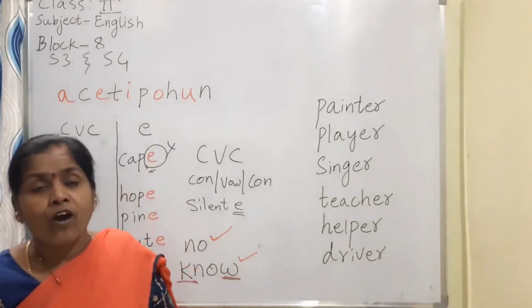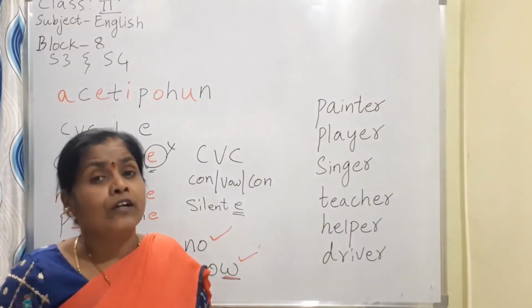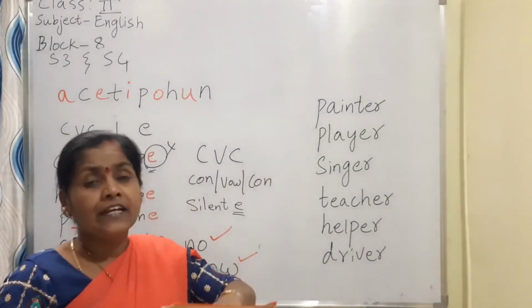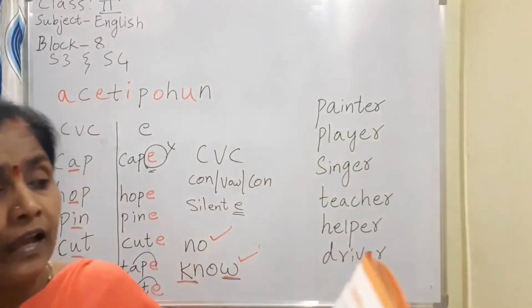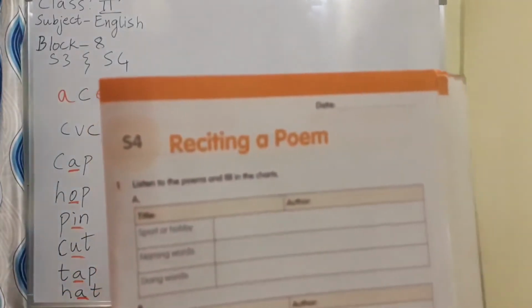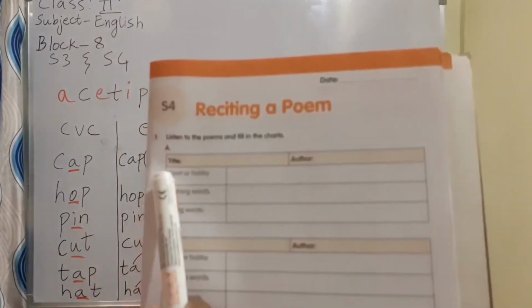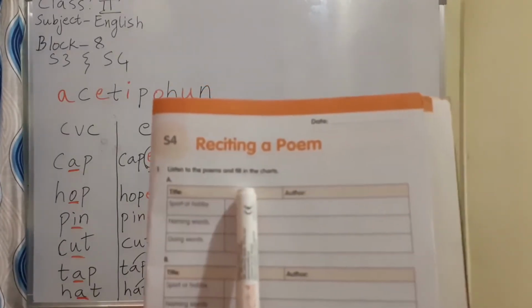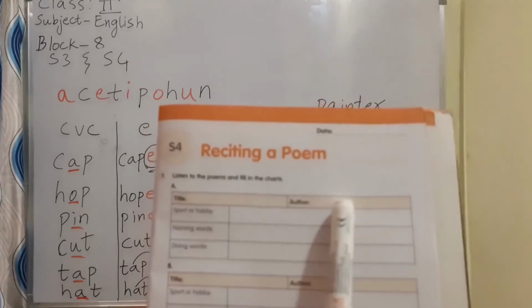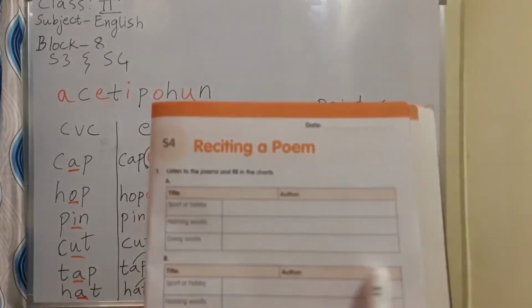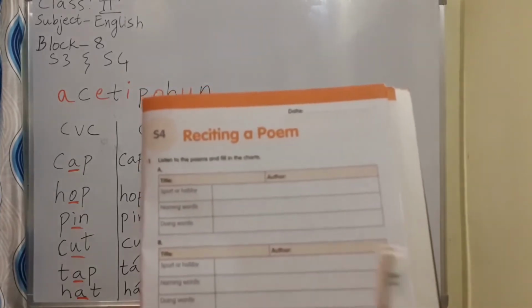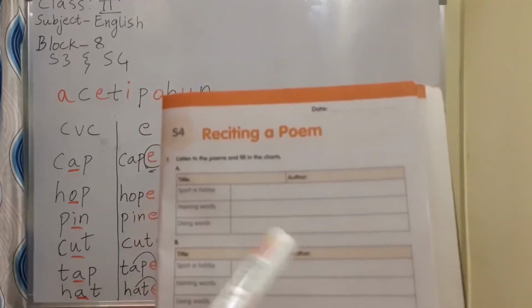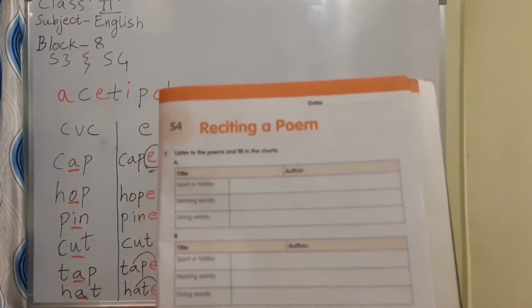Now since we are all alone in our homes, what will you do? You have to guess the words yourself and write down here. How will you write? Sport or hobby. Title of the poem, sport means which one? Cricket if you have taken. Author means who has written, you have to write your name. Here all authors are you only, because if your friends were there, you would write your friend's name here. Since your friends are not available, you have to write all by yourself only.